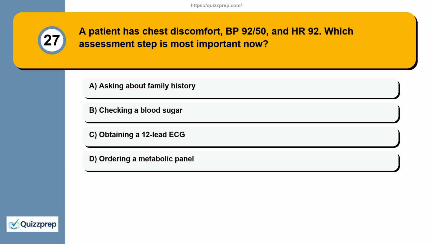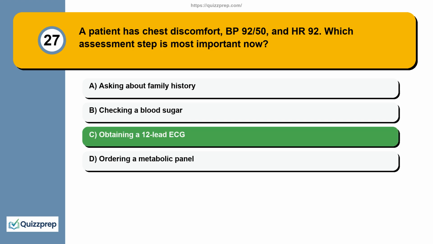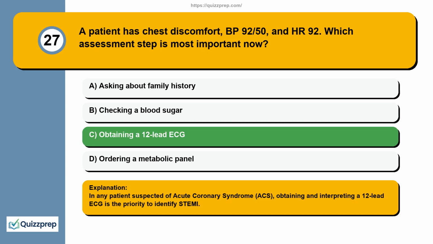Question 27. A patient has chest discomfort, BP 92/50, and HR 92. Which assessment step is most important now? Asking about family history, checking a blood sugar, obtaining a 12-lead ECG, ordering a metabolic panel. In any patient suspected of acute coronary syndrome, ACS, obtaining and interpreting a 12-lead ECG is the priority to identify STEMI.